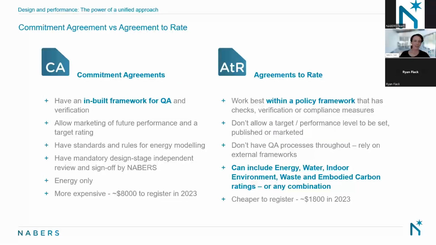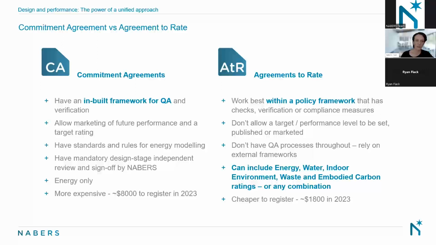So the key differences between them, I suppose the best one to me is that commitment agreements have an inbuilt quality assurance framework, whereas an agreement to rate works within an external policy framework that has its own checks and compliance measures. A commitment agreement is also a tool that's voluntarily used by builders and developers a lot because it allows them to market the future performance of the building and set a target rating that they can advertise, whereas an agreement to rate doesn't let you set a target and doesn't let you market future performance.